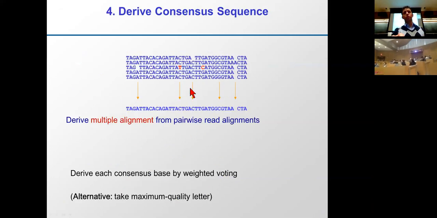And then to derive your consensus sequence, you have to somehow deal with these errors, whether they're sequencing errors or discrepancies due to polymorphisms. You have to somehow generate a consensus. You can derive a multiple alignment from all the pairwise read alignments, and then derive a consensus by some kind of voting of the different bases, possibly weighted by their individual quality scores. Alternatively, you could say, what is the best quality letter, and simply choose that one.